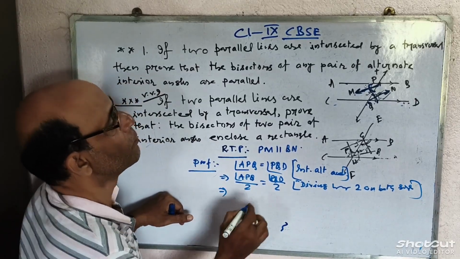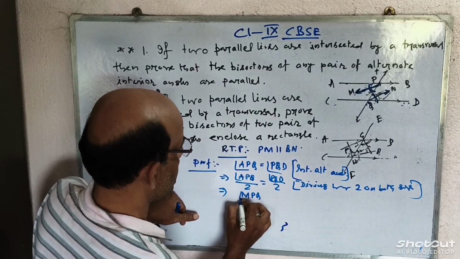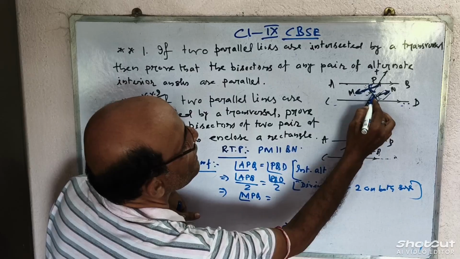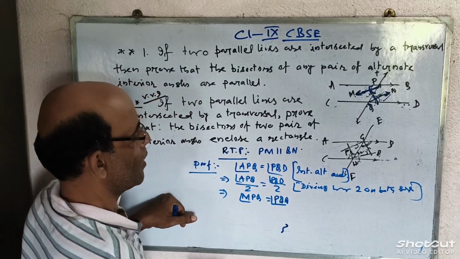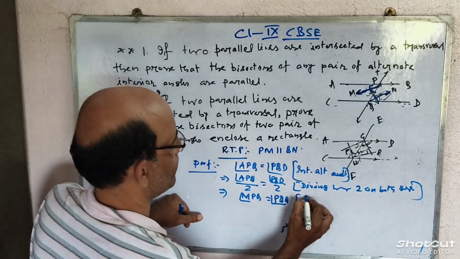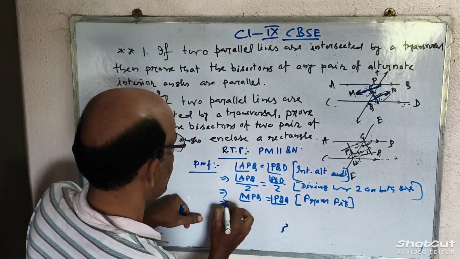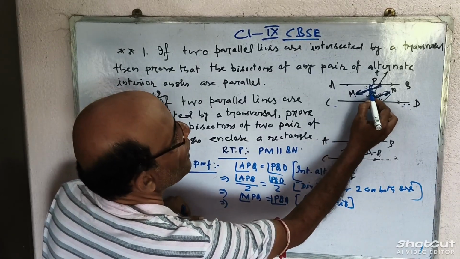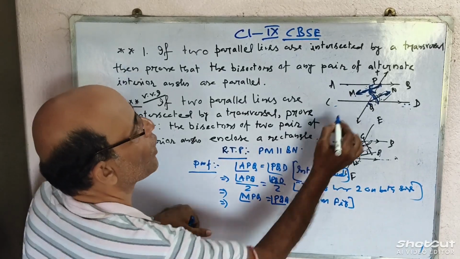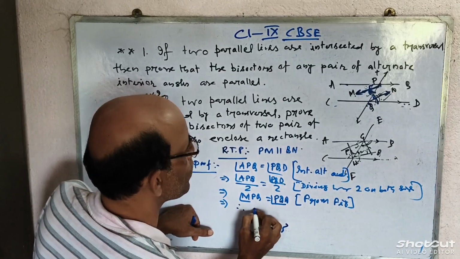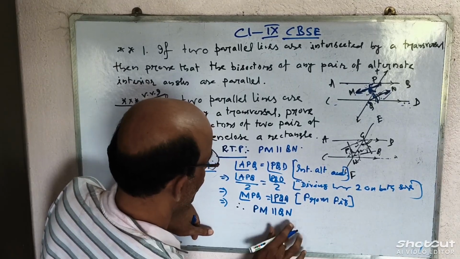Now, APQ by 2 means MPQ. Angle MPQ is equal to PQD by 2, which means this angle PQN. From figure. The reason is very important: from figure. Now, these two angles are in the position of alternate angles. If two lines are parallel, then alternate angles are equal. Conversely, if alternate angles are equal, then lines are parallel. Therefore, you can conclude that PM parallel to QN. Hence proved.